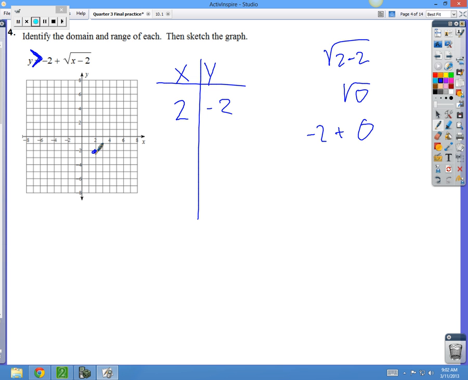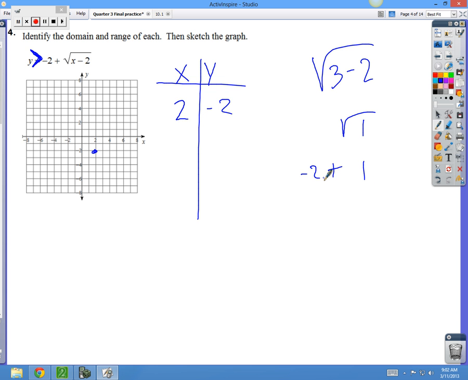Okay, what are you going to plug in after 2? You're going to plug in a 3. Because whatever you plug in, you have to subtract 2. What's 3 take away 2? You just created a perfect square. What's square root of 1? But then you have to do 1 plus a negative 2. What's 1 plus negative 2? So 1 is going to give you negative 1. So go over 1, down 1.